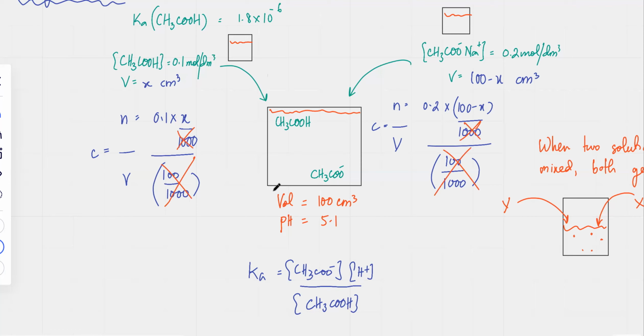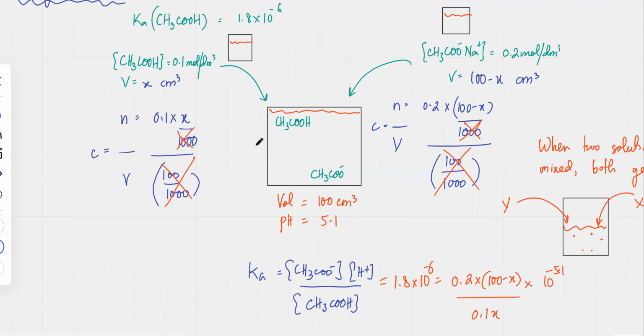Right, so at the end of the day, in your K expression, the value of K is given over here, that's 1.8 times 10 power minus 6. So I'm plugging in the values. Ethanoate ion concentration divided by ethanoic acid, this divided by this, the only thing that's left is this is 0.2 into 10 to the power minus 6. And the other one is 0.1x. Everything else in the division process gets cancelled out into H plus concentration. The pH is given, that's 5.1. So that means the H plus concentration is 10 to the power minus 5.1.